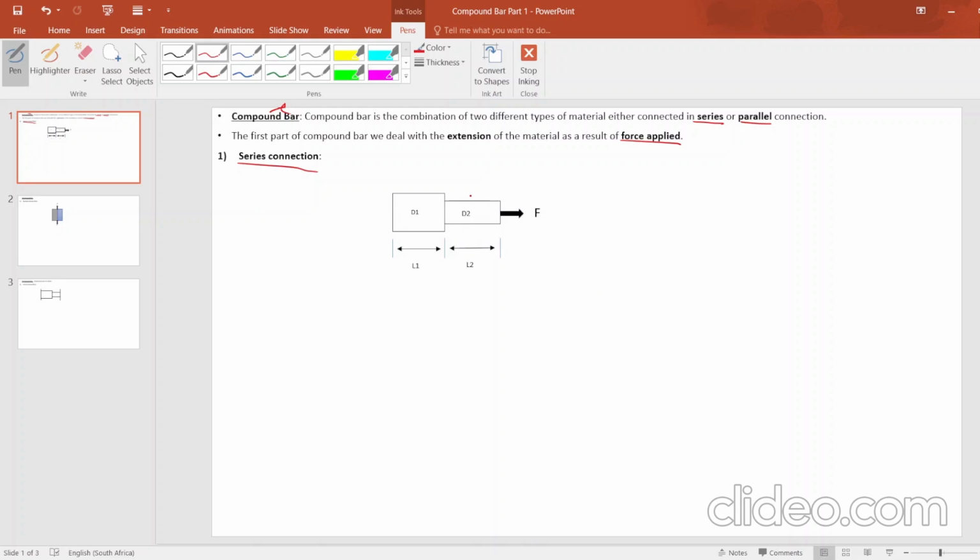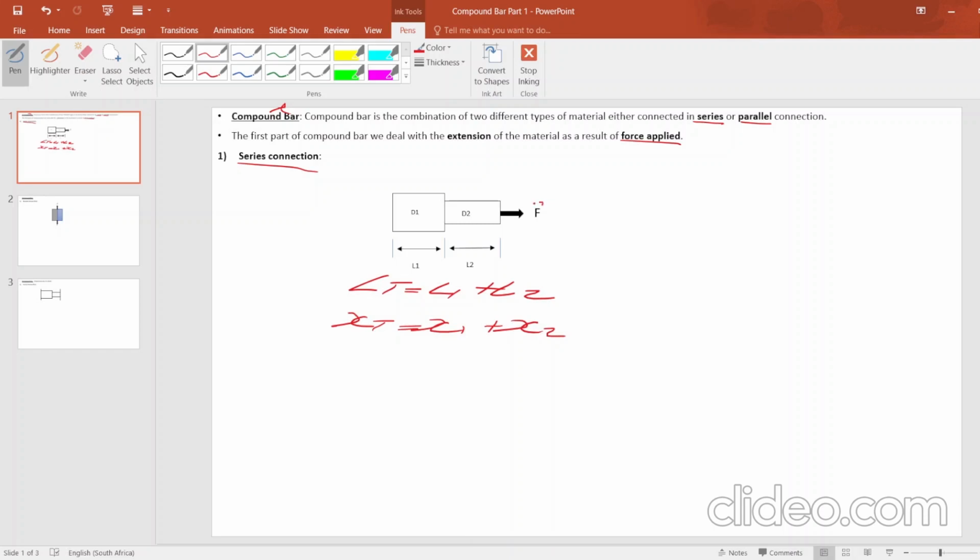Now, when you are dealing with the series connection, this is what you need to know. You need to know that length total equals length 1 plus length 2. Then you get the total length of the whole compound bar. Now, when calculating the total change in length, it will be xt equals x1 plus x2.